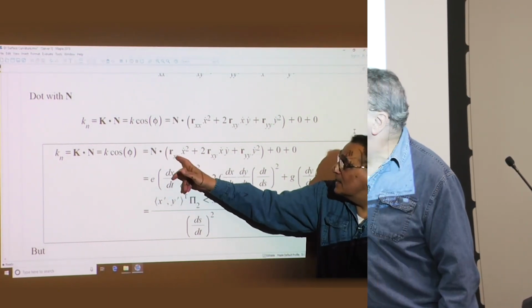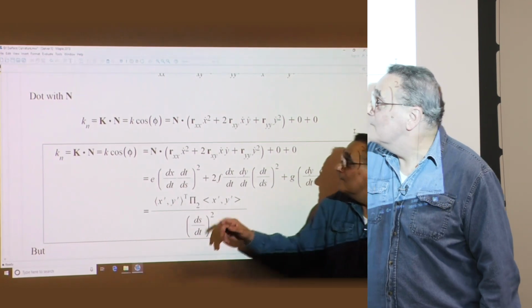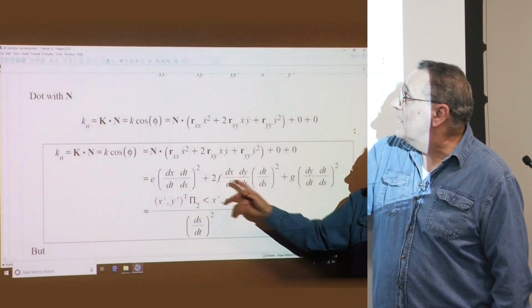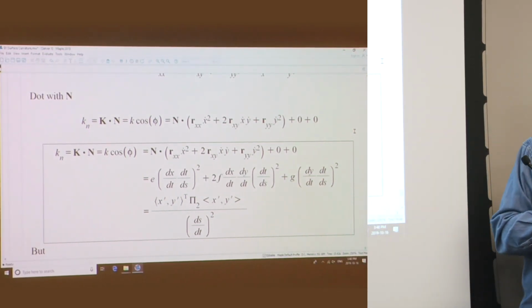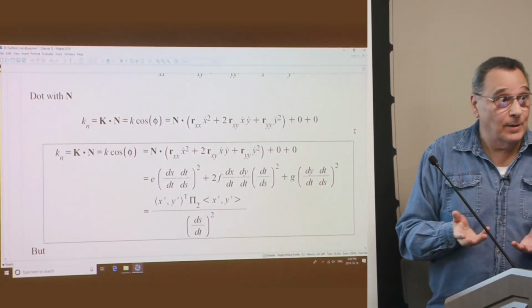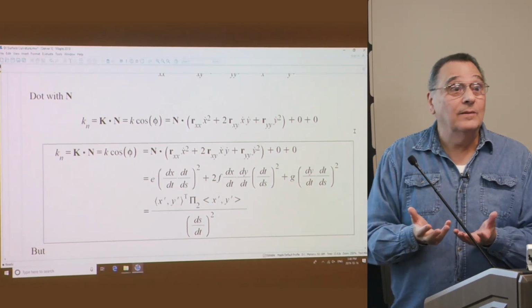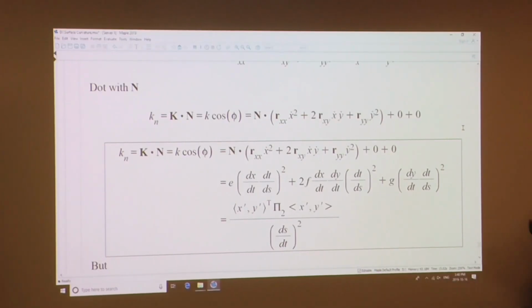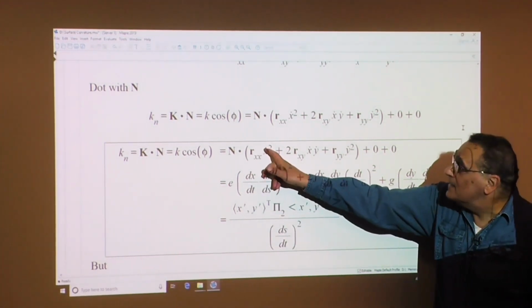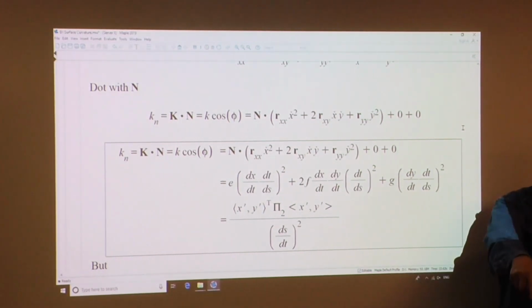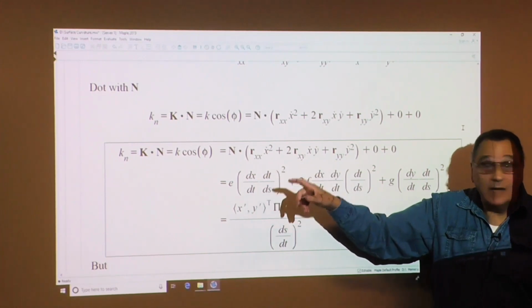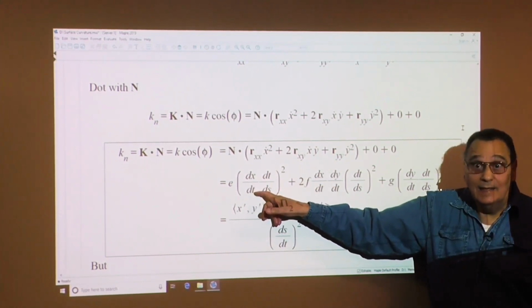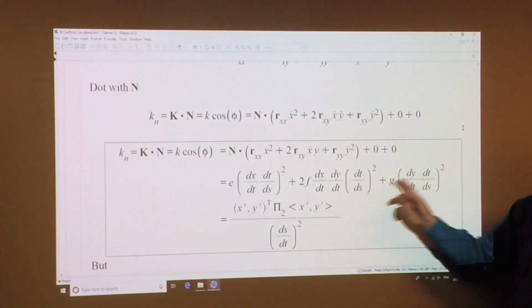N dot this guy, you see, that's the E. N dot this guy, that's the F. And the G. Okay, that's where the second fundamental form is coming from. It arose naturally as we looked at this R double dot, the curvature vector. Now, that's a dot, so that's differentiation with respect to arc length, S. But you have to use the chain rule, dx dt, dt ds. And so that's happening everywhere.